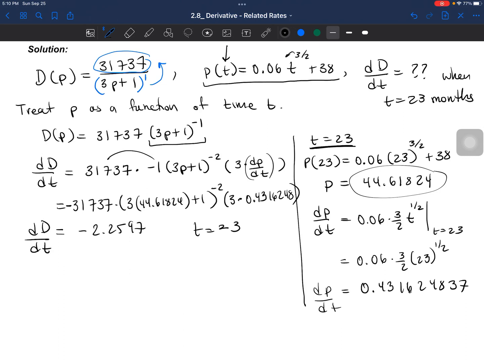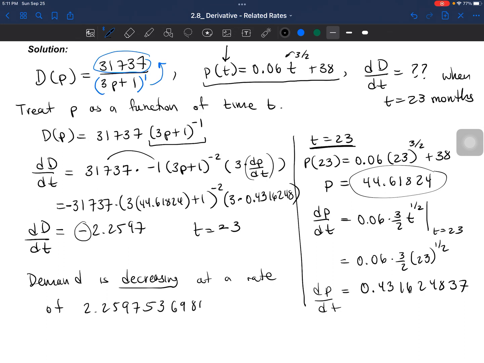So therefore, if we go back and answer the questions, compute. They ask us whether the demand is increasing or decreasing. We can see, because it is negative, the rate of change of the demand is negative. That means the demand is decreasing at a rate of 2.259753698071, right? If we want to put all those numbers, so we were able to find at what rate it was decreasing. So there you go, right?